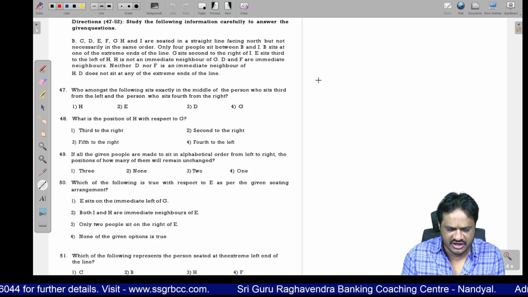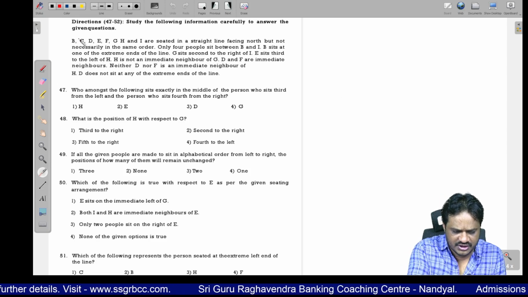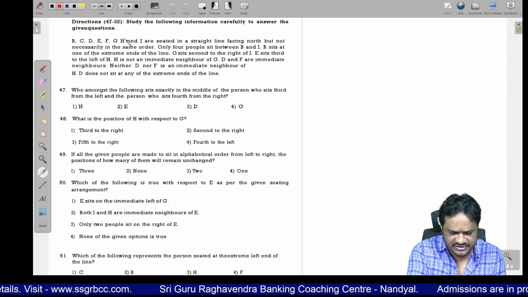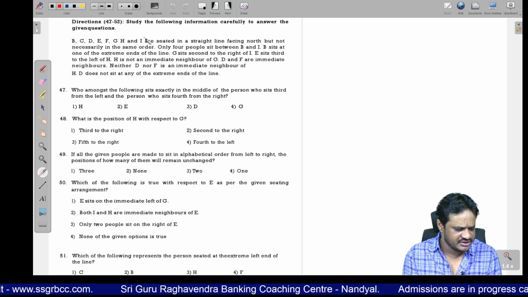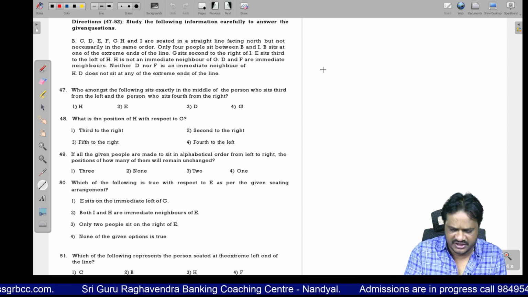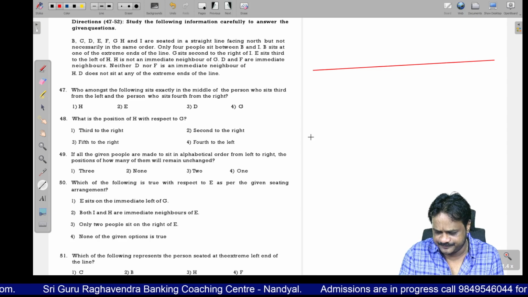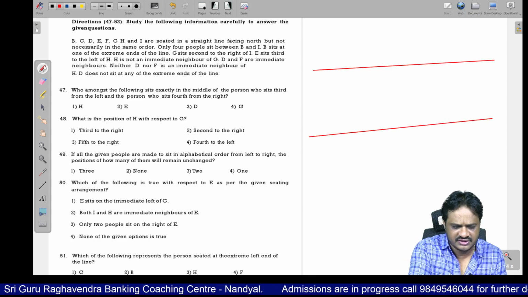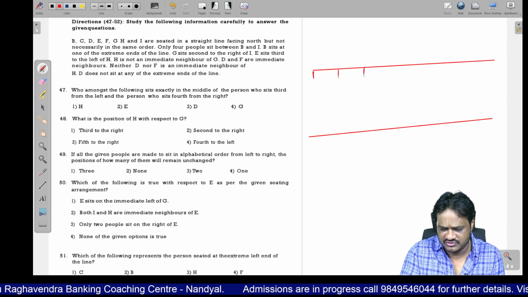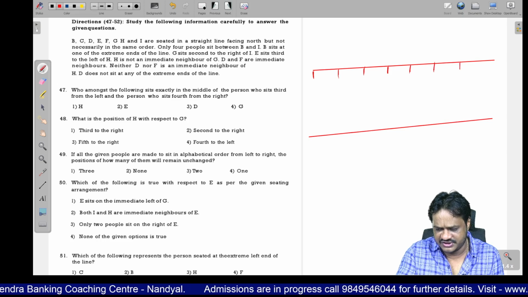So here we have 8 persons: 1, 2, 3, 4, 5, 6, 7, 8. So all of you draw one straight line and divide it into 8 parts, or else 2 straight lines, divided into 8 parts: 1, 2, 3, 4, 5, 6, 7 and 8.